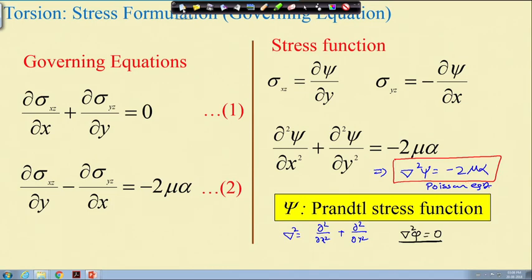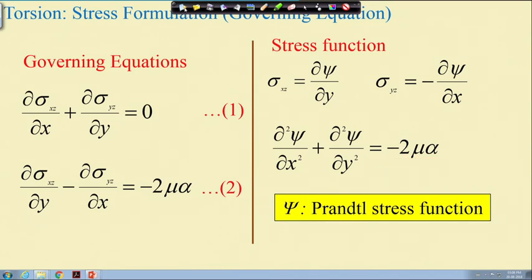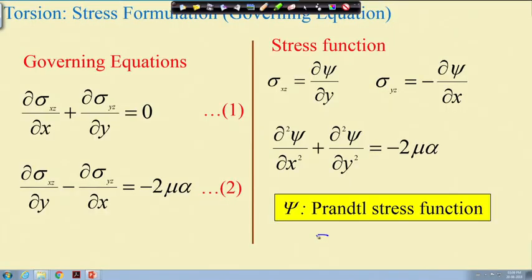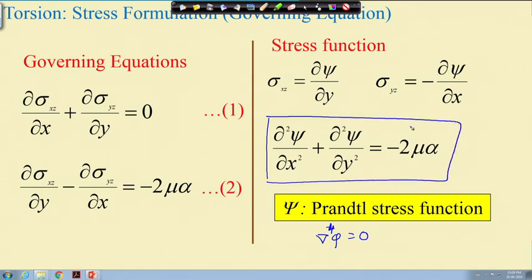Now, you recall that in the case of the plane strain problem or the bending problem, when we used the Airy stress function, our equation was del 4 phi is equal to 0, but now we have this equation. So, this is our governing equation. Essentially, we have to solve this equation for psi, and then once we have psi, using the relation between psi and stresses, we can compute stress, and then from stress we can compute strain and subsequently displacement.